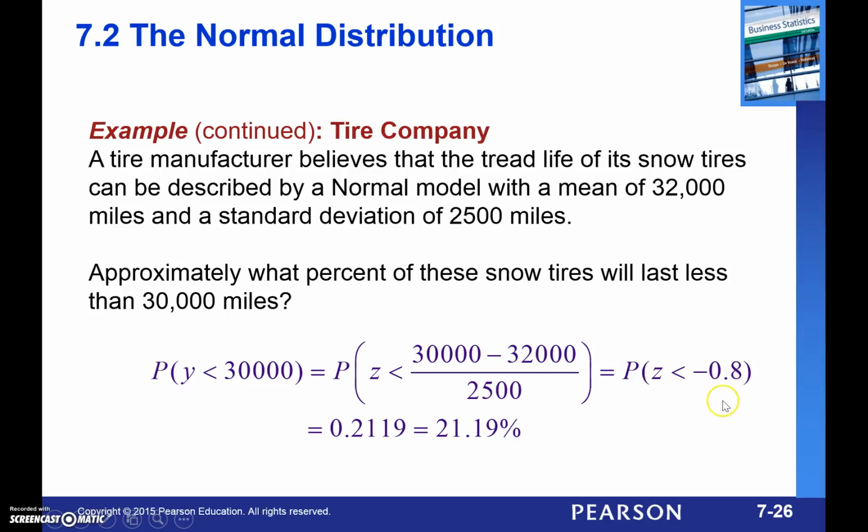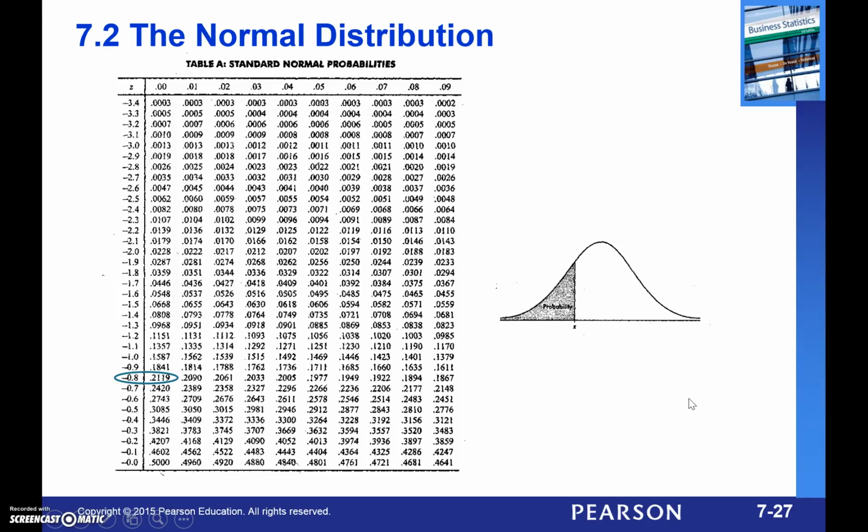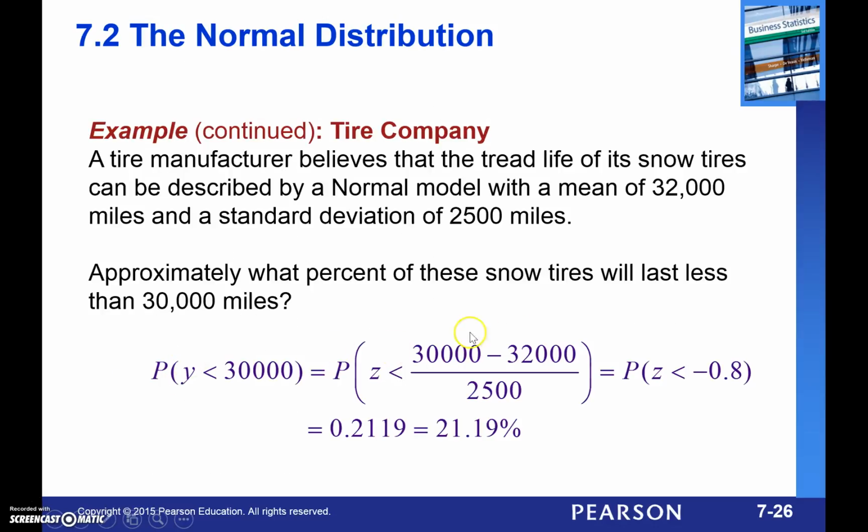It's a minus z value, and it's less than, so we can just use the number from the table, and we look it up. A z of minus 0.80, first column again, is 0.2119. So there's a 21.19% chance that my tires will last up to 30,000 miles, but not more than that.